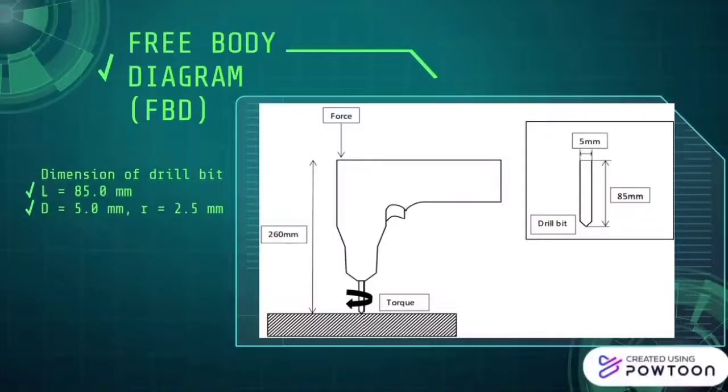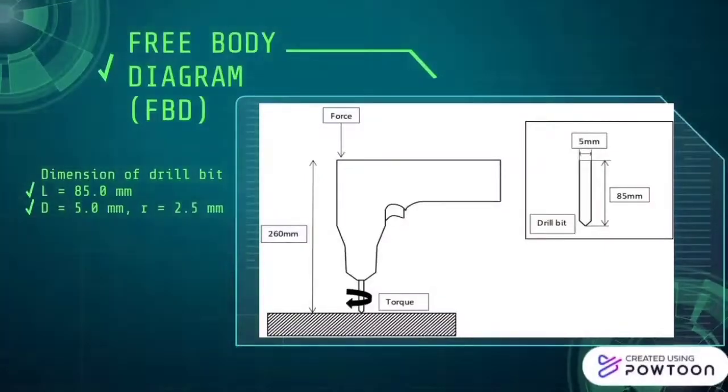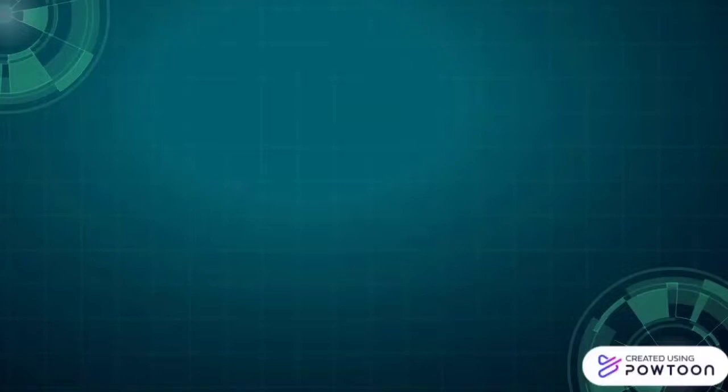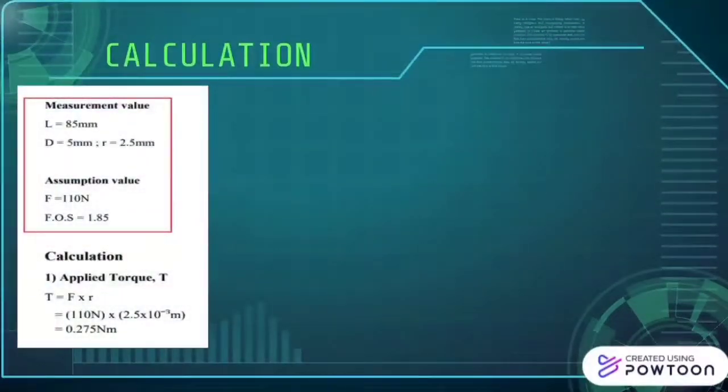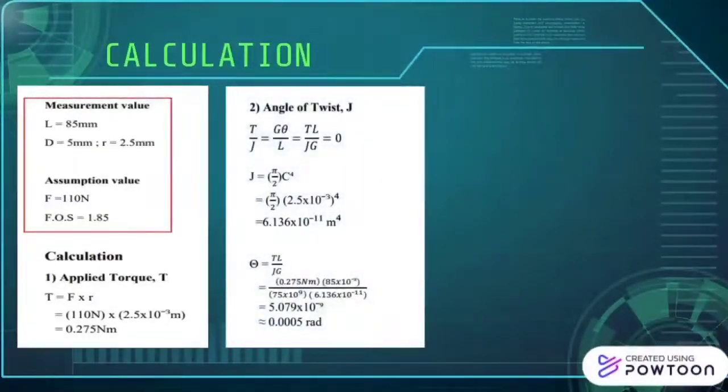Now I'm going to explain about the free body diagram, which is FBD, and the calculation of the cordless drill. First of all, here is the FBD of the cordless drill. From the FBD shown, we only know the value of length and diameter of the drill bit. The measured length for the cordless drill is 85 mm, and the diameter is 5 mm, so the radius is 2.5 mm. For the assumption values, the force is 110 Newton and the factor of safety is 1.85.